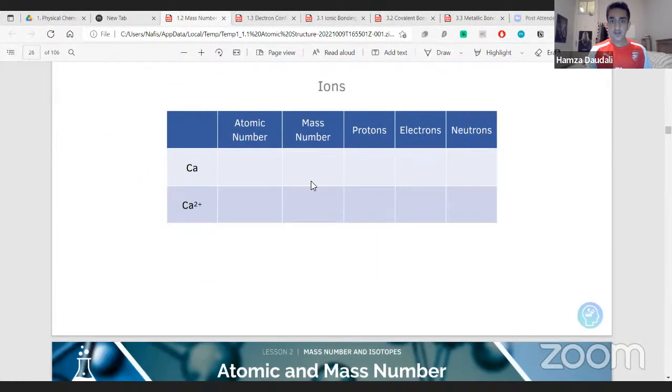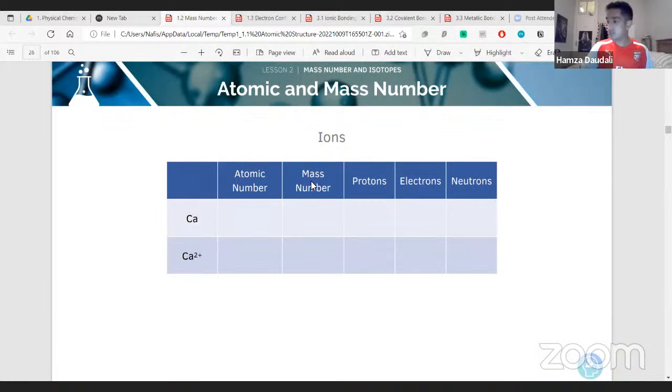So for calcium, is this for A-level or for GCSE? So this is basic A-level content plus it's also used in GCSE. So it's basically a bit of a recap of GCSE. We are going to go into more complex stuff in future lessons.